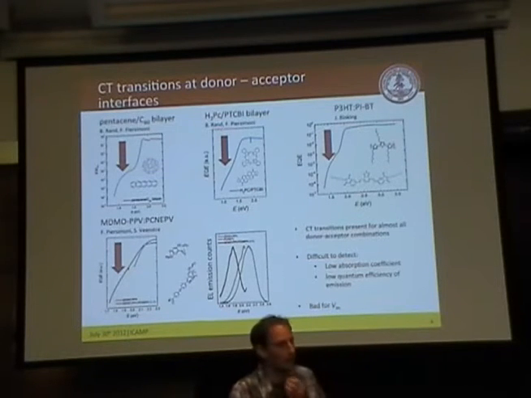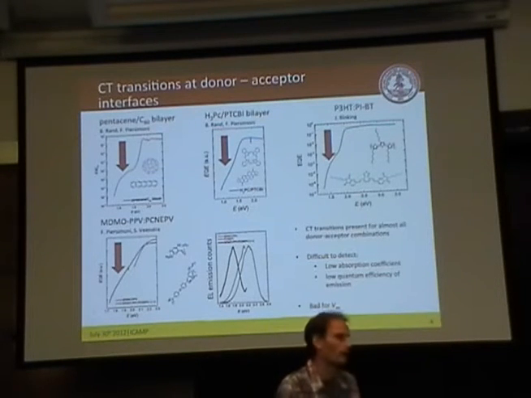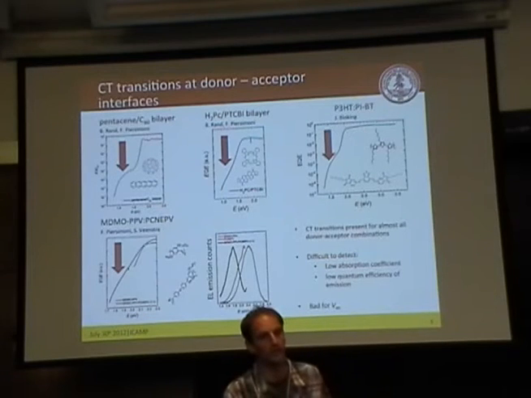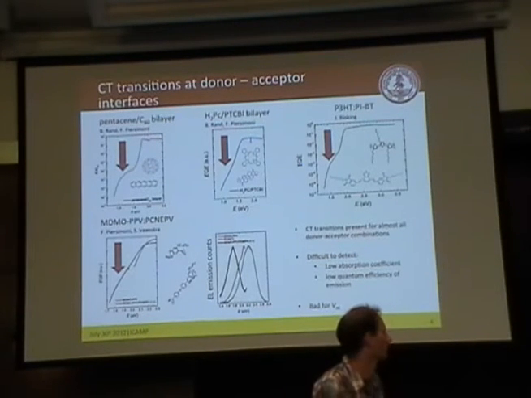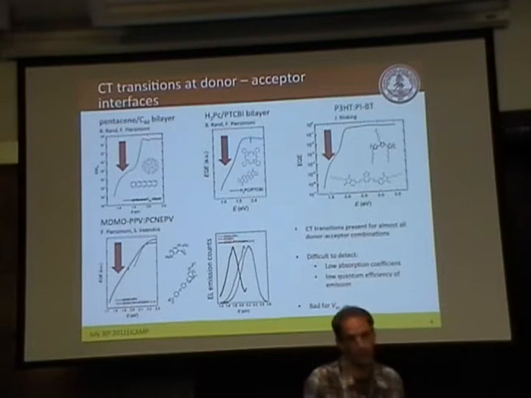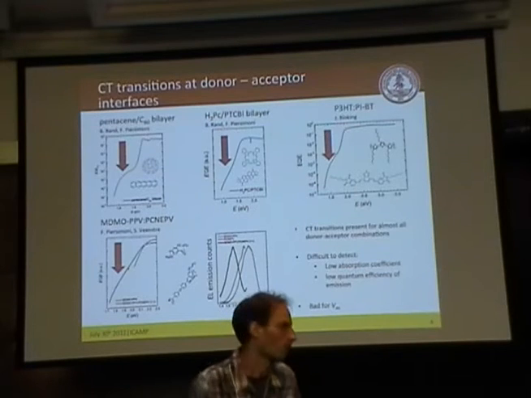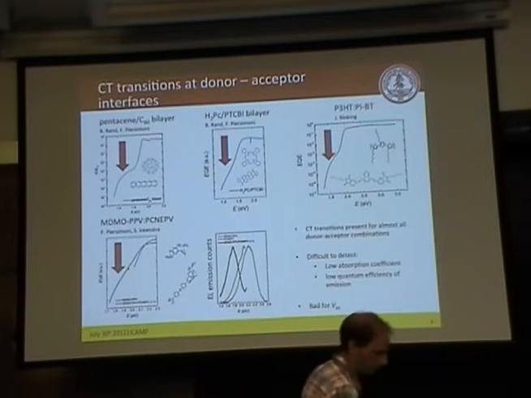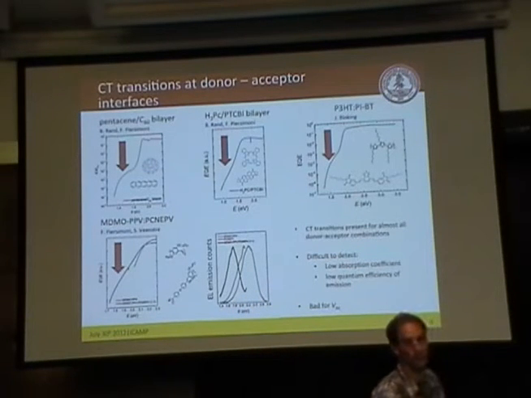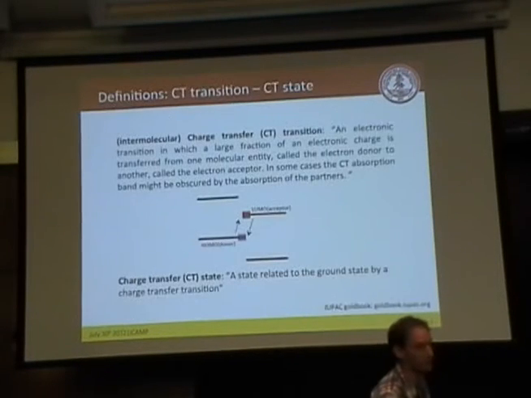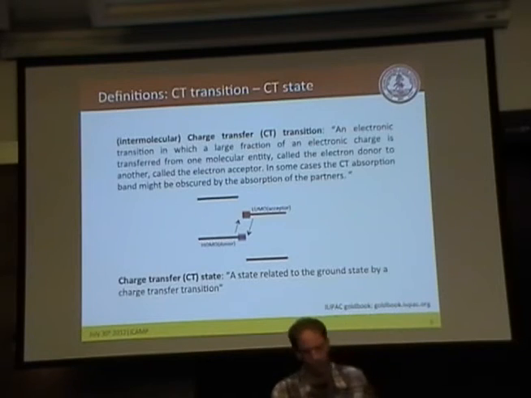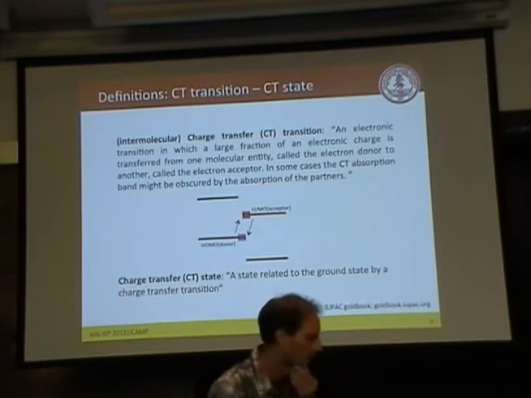It's difficult to detect. You need a special technique for it. You have to measure your EQE very sensitively. It has a really low absorption coefficient. And the emission is also difficult to detect because it has a low quantum efficiency of emission. And as I said before, it's not good to have stuff in the band gap, for VOC at least. Just why do I call this a CT state?